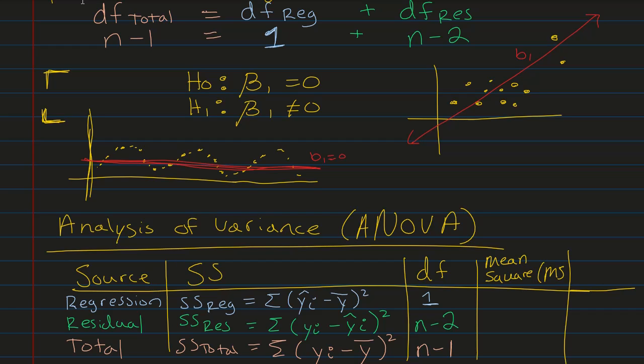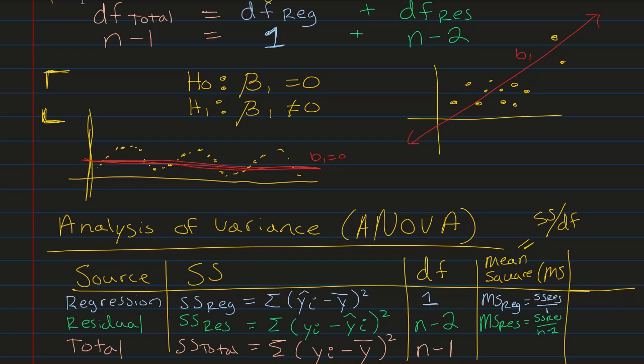In general, what you do to find the mean square, so starting with the mean square for the regression, you take the sum of squares for the regression and then you divide it by the degrees of freedom for the regression, which is just 1. So in general, the mean square is the sum of squares divided by the degrees of freedom. All right, so the mean square for the residual is just going to be the sum of squares for the residual divided by n minus 2.